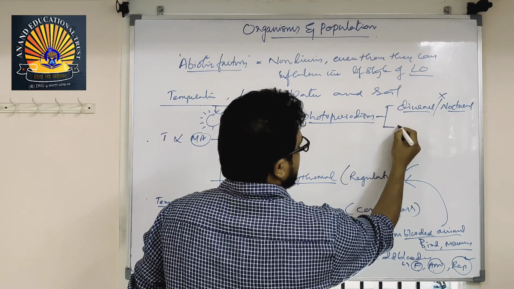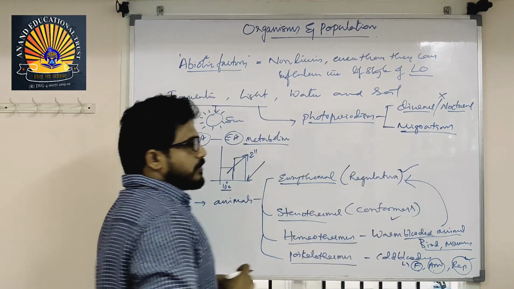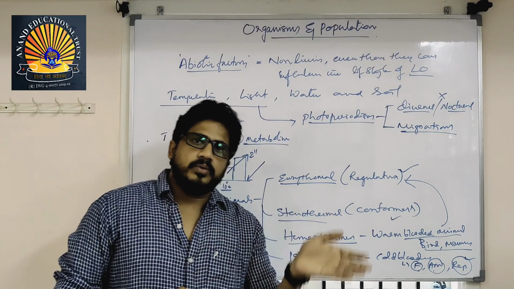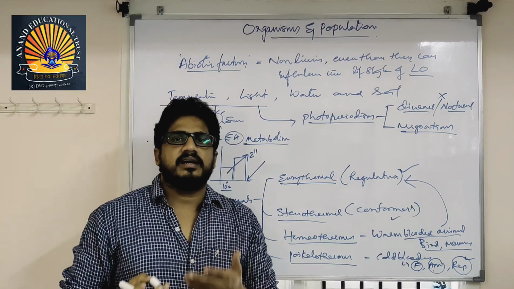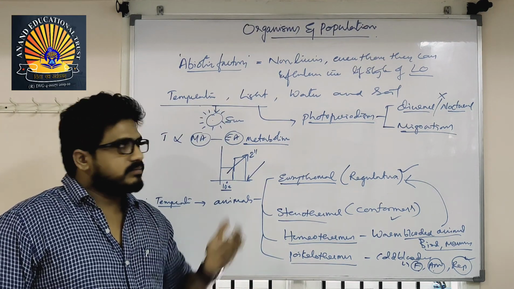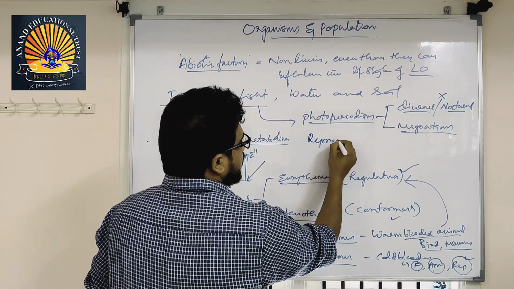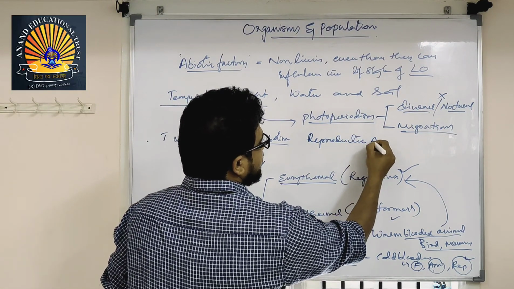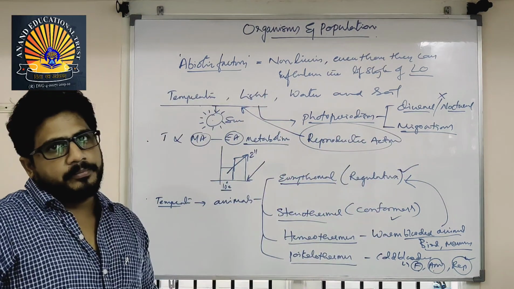And for photoperiodism, some migrations also happen. Some birds from Siberia migrate to India for breeding. Their breeding time in Siberia is a cold season, so they want some light, I mean temperature, which is required for reproduction also. For reproductive activities, temperature and light are important.